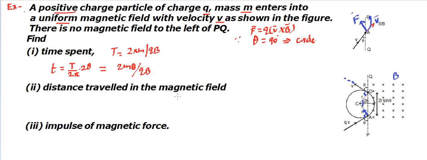traveled in the magnetic field. So now we are looking for the distance it is going to move. That means A to D, this actual path length we need to find out. Now since this is a circle, for a circle the actual path length is basically the arc length. So we can say the distance is going to be equal to the arc length.